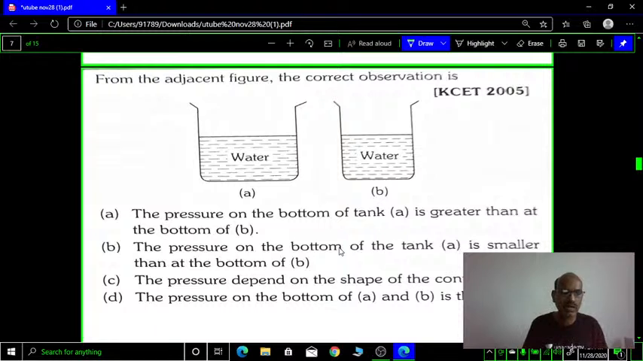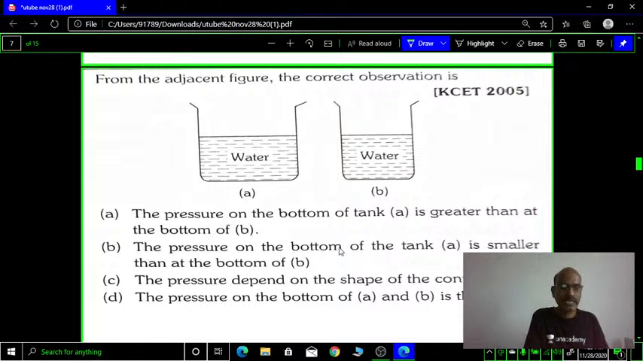Now have a try. Which option is the correct one from the adjacent figure? Which observation is correct? Have an idea now, quickly. Pressure from the adjacent figure, the pressure on the bottom of the vessel.